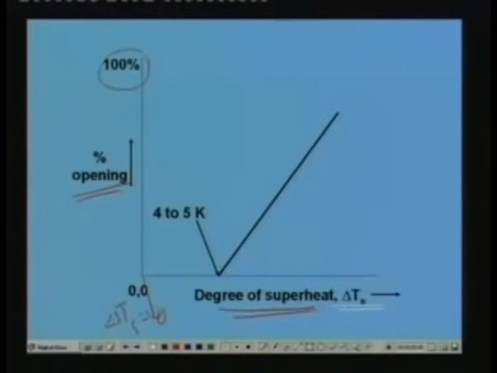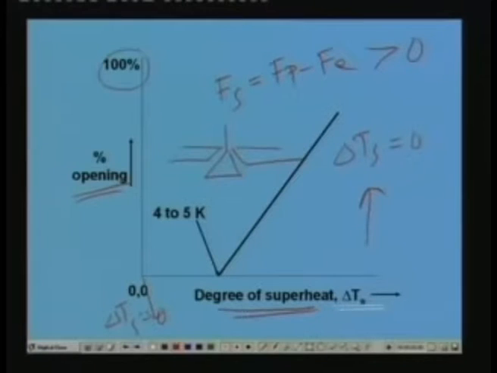Once the degree of superheat is 0, you have Fs equal to Fp minus Fe, right? This, as I said, is always greater than 0. So this is greater than 0 means at this condition, when delta Ts is 0, there is a state of imbalance. That means there will be a higher downward force. This higher downward force will close the needle. If you look at the needle, it is like this. So this needle will be pushed upwards because of the spring force, which means it will be completely closed.